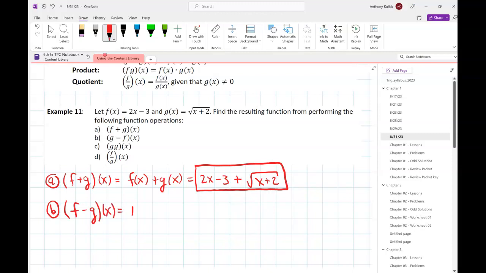So let's try the next one. Again, our definition says f minus g of x is just going to be f of x minus g of x. Oops, that's not the problem though, Mr. Kulik. It was g minus f. Oops-a-daisy. Okay, well, I'll just do this the same way. I'll write down my definition, g of x minus f of x. I'll plug in my value for g and plug in my value for x, just like we did before.